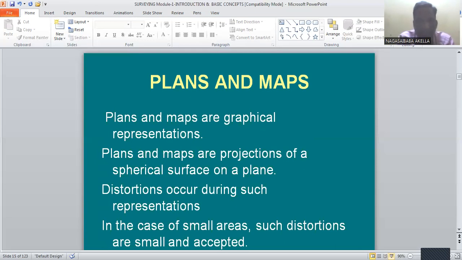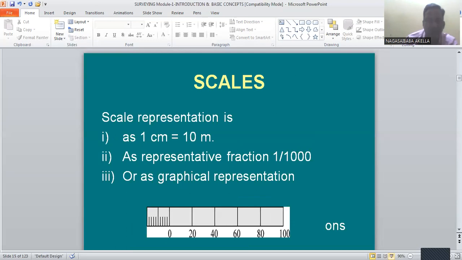So these are projections of a spherical surface on a plane. Distortions occur during such representation. In the case of a small area, such distortions are small and negligible. They can be accepted for small areas.